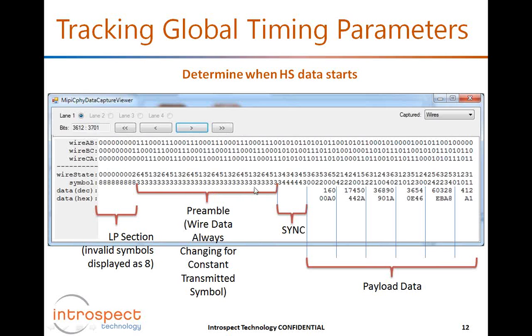At any rate, we see that this is the duration of the 333 preparation period. Then we see the sync word and know how long it took for the sync word to arrive, plus the data. So we went from termination control to looking at the payload data only, and then finally looking at the global timing parameters basically out of the MIPI link.